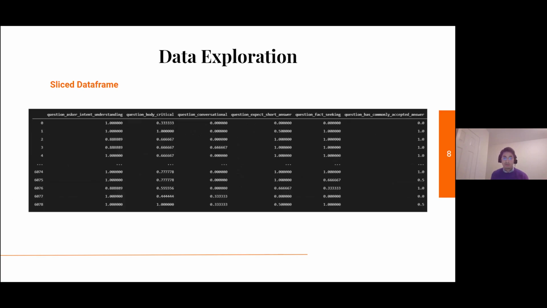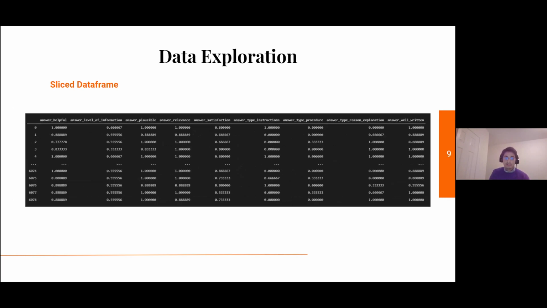With regards to the question set, it's a similar set of slices, a slice through those 21 classes. By the way, all of those classes were bound between 0 and 1. So you never got a value above 1, and you never got a value below 0. And the same goes for the answer set.